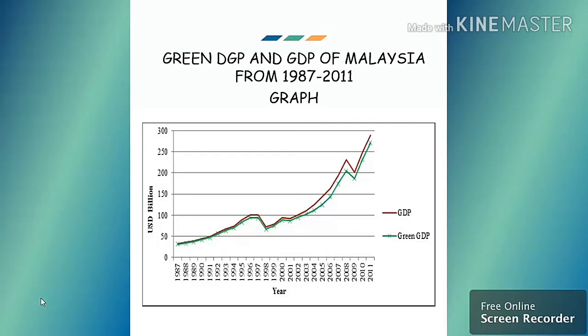The graph shows the comparison of traditional and green GDP for Malaysia from 1987 till 2011. The green GDP runs almost parallel to the traditional GDP at a slightly lower rate of change until the year 2001. After that, the gap between traditional and green GDP becomes wider. It indicates that natural capital depletion and pollution damages have increased.